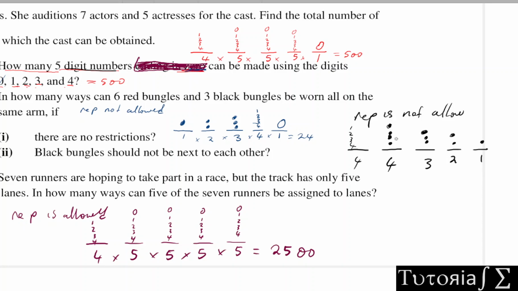Then from the 4, if we leave 1 here, we're going to have 3 possible numbers. If we leave 1 here, we're going to have 2 possible numbers, and so on and so forth. So let's multiply out these numbers. That will be 4 times 4 times 3 times 2 times 1. So what we get is 96. So this gives us 96 possible ways of putting numbers such that repetition is not allowed.